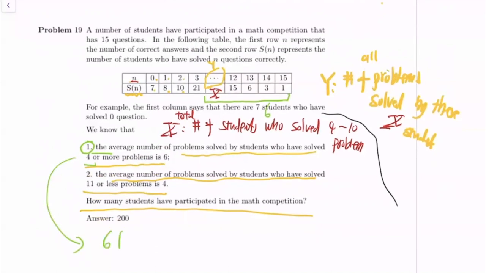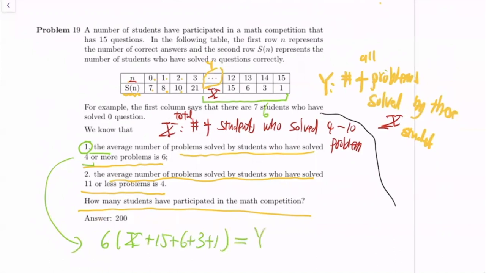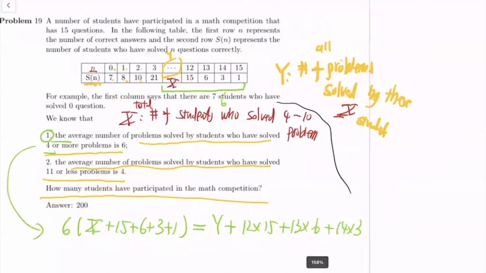The average number times total number. So there will be X plus 15 plus 6 plus 3 plus 1 equals the total number. So it will be Y plus 12 times 15 plus 13 times 6 plus 14 times 3 and then plus 15 times 1. Okay, so that's the first equation.